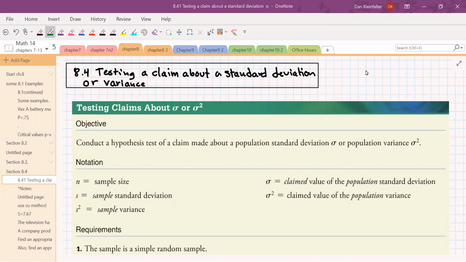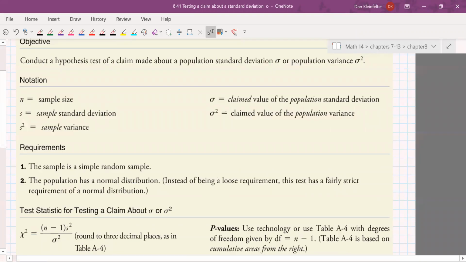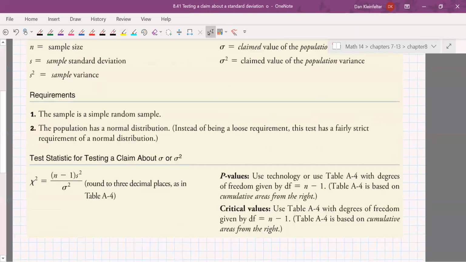So let's get started. The things that we'll need here: n is the sample size, s is the sample standard deviation, s squared is the sample variance, sigma will be whatever the claimed value of the population standard deviation is, and sigma squared will be the claimed value of the variance.